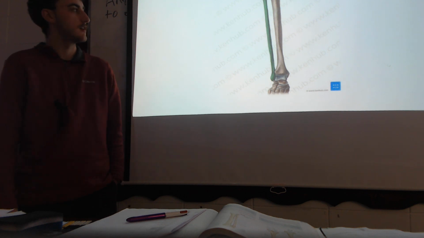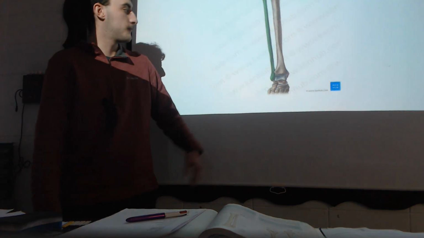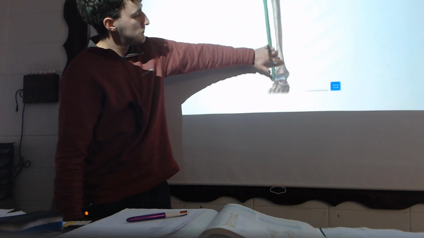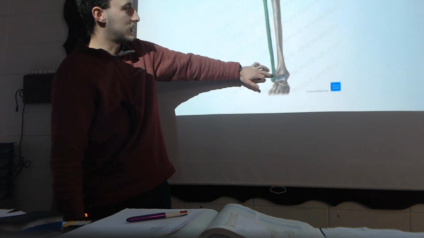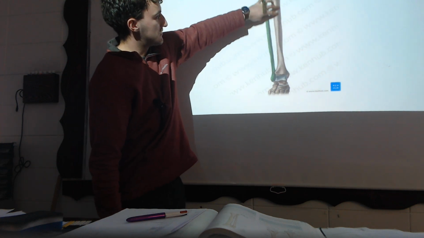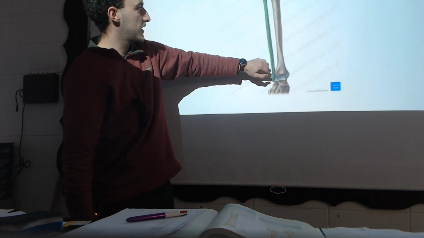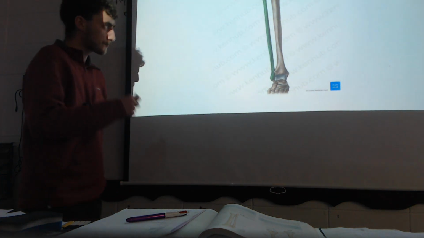All right, excellent. So let's start off with just the tibia and the fibula. The tibia, this bone, and the fibula would be the bone on the lateral side. So this is medial. I should have said that. This is the medial bone of the lower leg, and this is the lateral bone, the fibula of the lower leg.